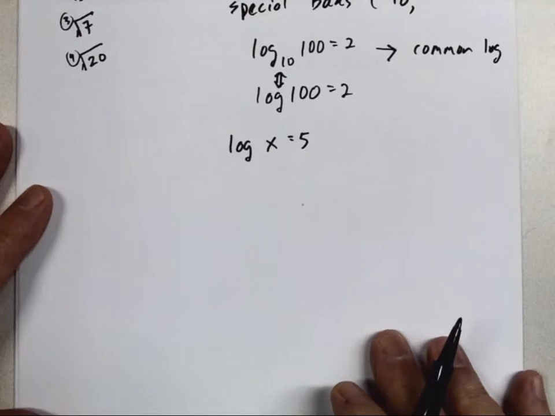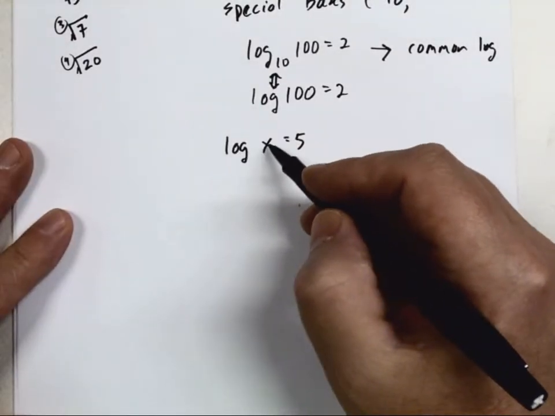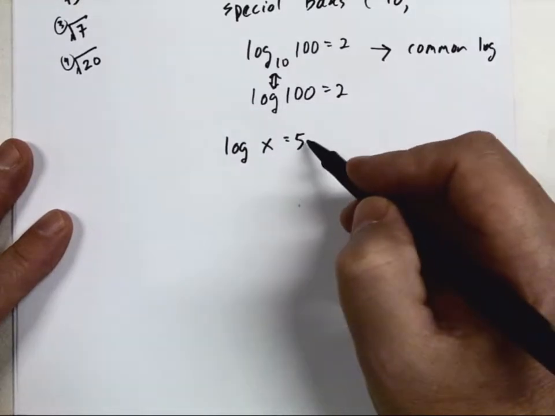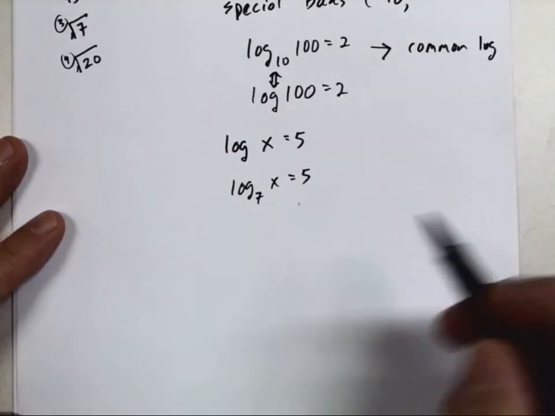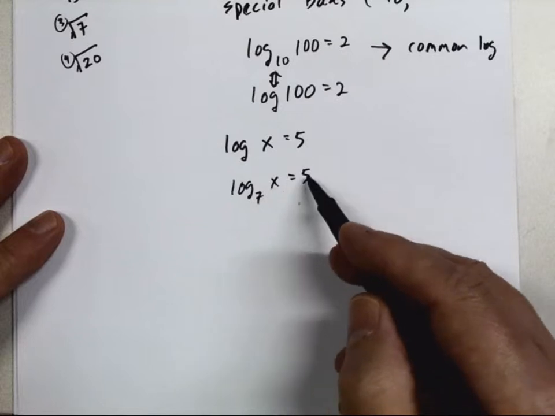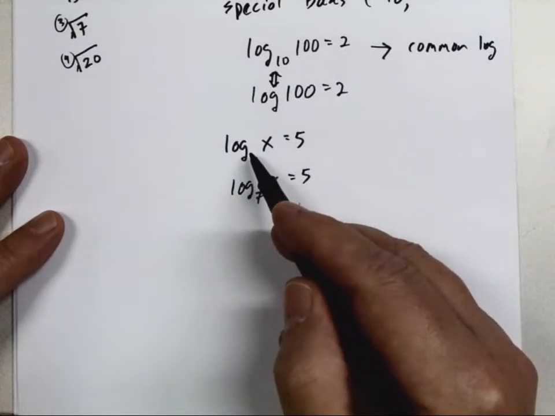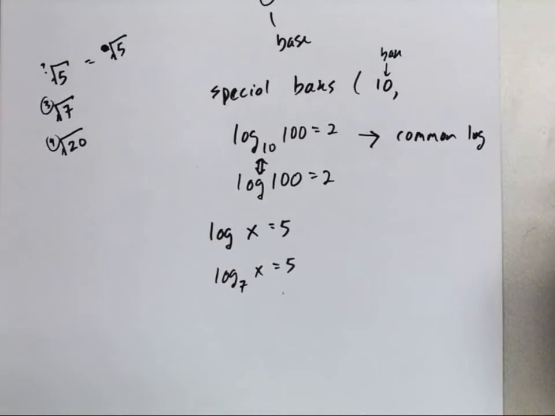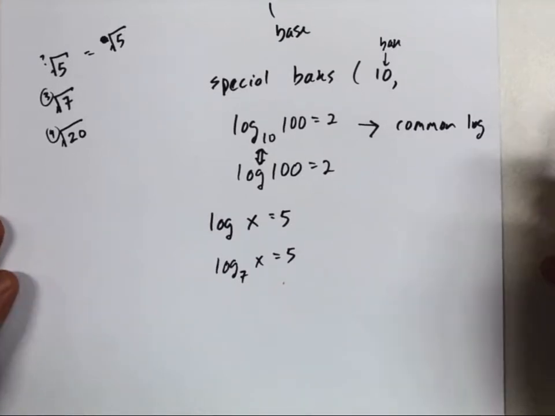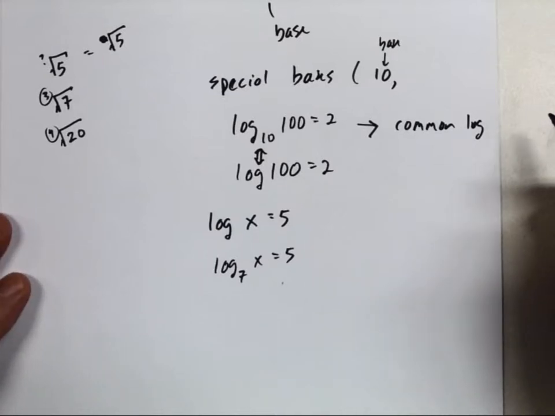So how would I think about this equation? The common log of x equals 5, or log base 10 of x equals 5. This one would be log base 7 of x equals 5. So once again, when there's no number written there, there's really a 10 there. Now, in terms of definitions of special bases, there's one more, and this can sometimes cause students some problems, can be a little confusing. Do you remember back when we learned about exponential functions?